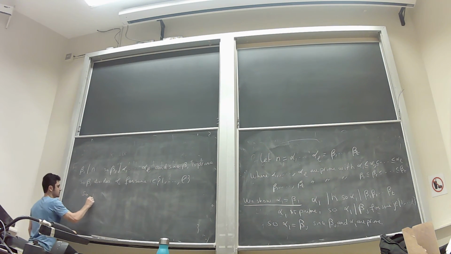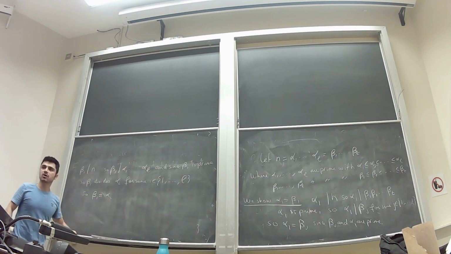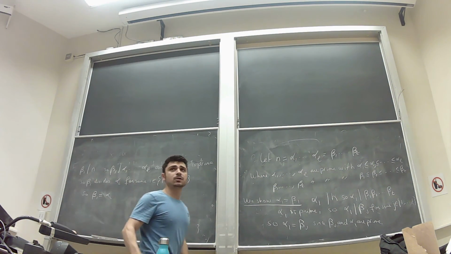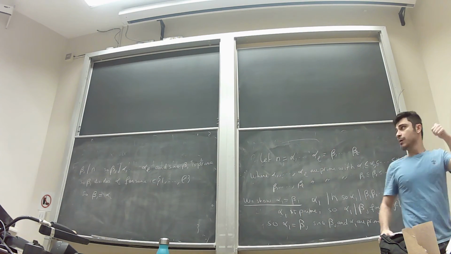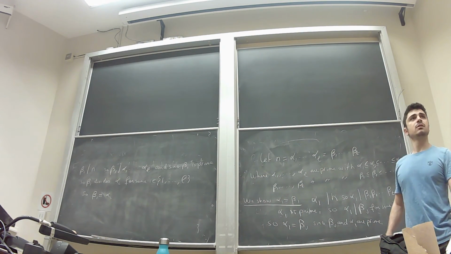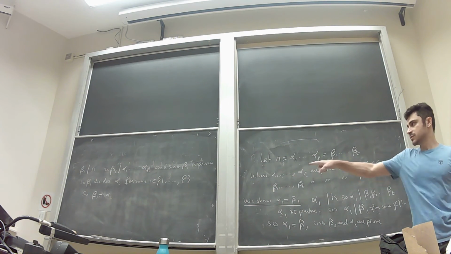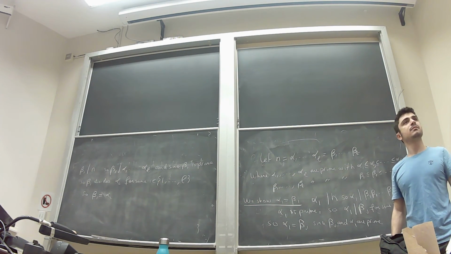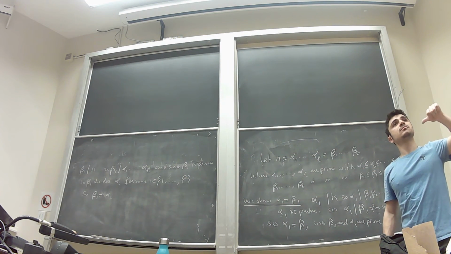So beta 1 is equal to alpha i, right? By the same argument as before. Alpha i is prime. Beta 1 divides a prime number, and beta 1 is also prime. So beta 1 must be equal to alpha i. Agree or not? Everybody, are we following? Any question on this?